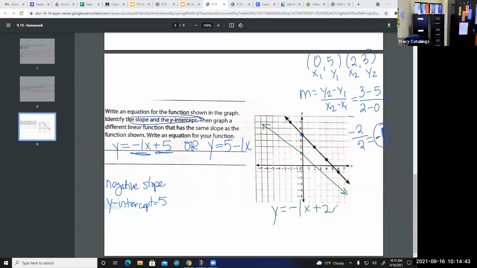No, it asks for the same slope. That's what I'm saying. The slope is the sign and the number in front of x, not the y-intercept. That's why the 5 was different than 2. Did you check and find your equation?